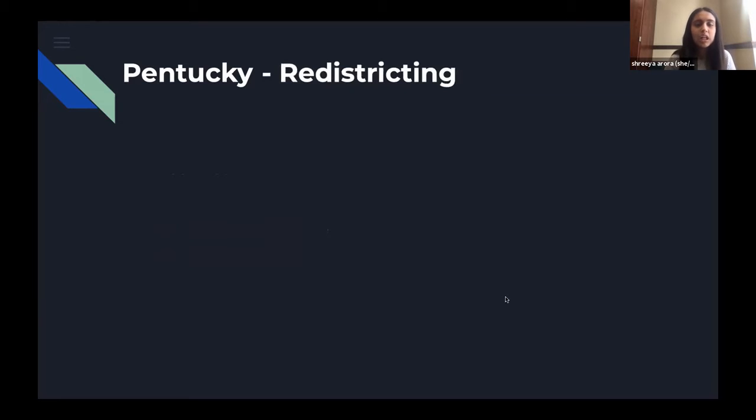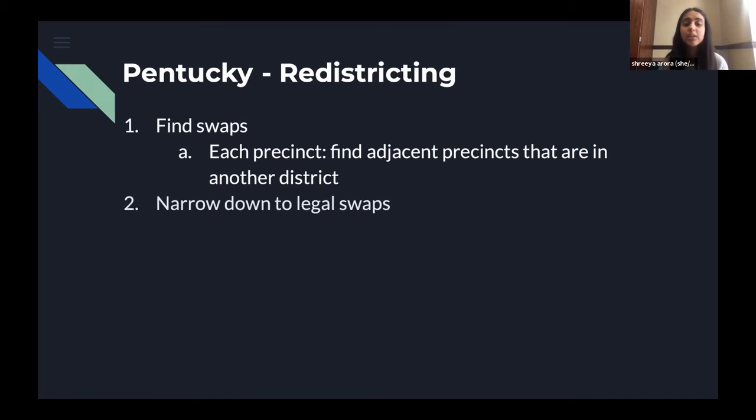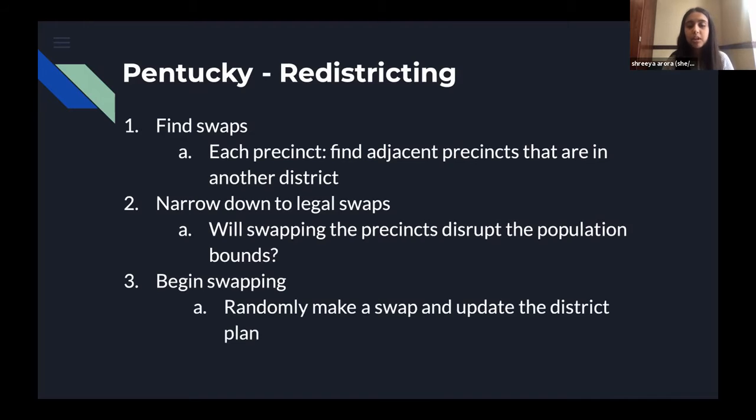rules. So looking at the actual algorithm for redistricting, the first thing we had to do was find all of the swaps that are possible. So this means looking at each precinct and finding all of the adjacent precincts that are in another district, because you want to swap your current precinct into another district. And then you want to narrow down to legal swaps. So you want to make sure that these swaps do not disrupt the population bounds. And then next, you actually begin going through the legal swaps. So you randomly make one swap, update the districting plan, look at who is winning all of the seats or some of the seats, which party, and then you keep repeating this process tens of thousands of times.